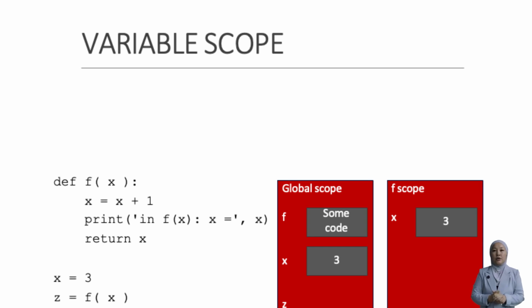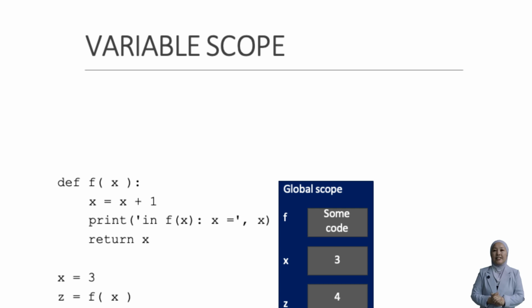Now consider this code. We have a global variable x = 3. We call z = f(x), and the value 3 is passed in. Inside f, the line x = x + 1 changes the local x to 4. It prints "in f(x): x = 4" and returns 4. The key point: the global x outside the function is still 3. It was not changed. The function's x is a separate local variable. The returned value 4 is then assigned to z.